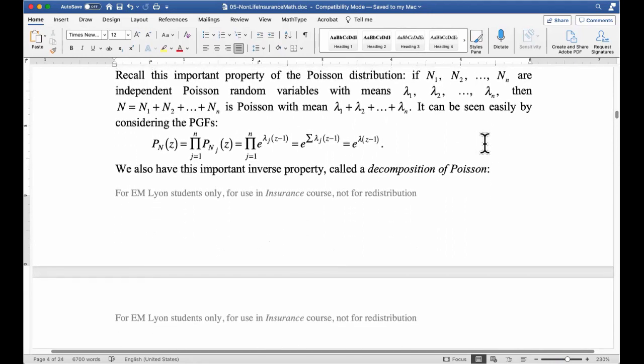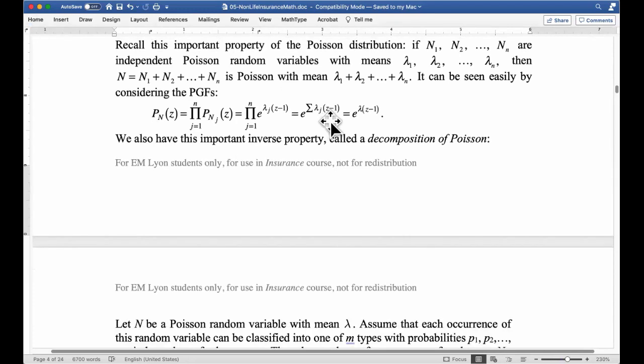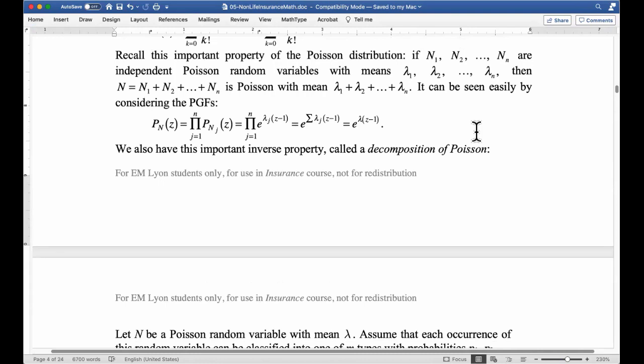So this Poisson distribution has this important property: if n1, n2, up to nn are independent Poisson random variables with means lambda 1, lambda 2, up to lambda n, then the sum of them, but remember they are independent, is Poisson with mean lambda 1 plus lambda 2 up to lambda n. That tells you something very interesting. Even though this is a discrete distribution, if you add up a lot of Poisson random variables, you get a Poisson distribution with a very large parameter lambda. For very large values of parameter lambda, the Poisson distribution starts resembling the normal distribution. That's a consequence of the central limit theorem.